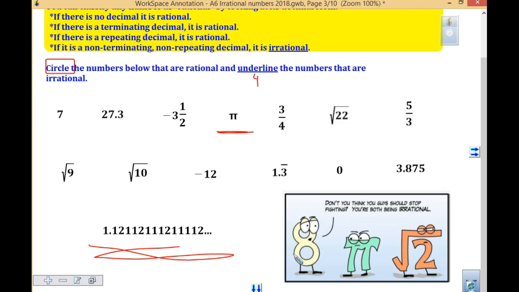Square root 9. No, if I can't underline it. Why can't I underline square root 9? What does it equal? Square root of 9 equals what?